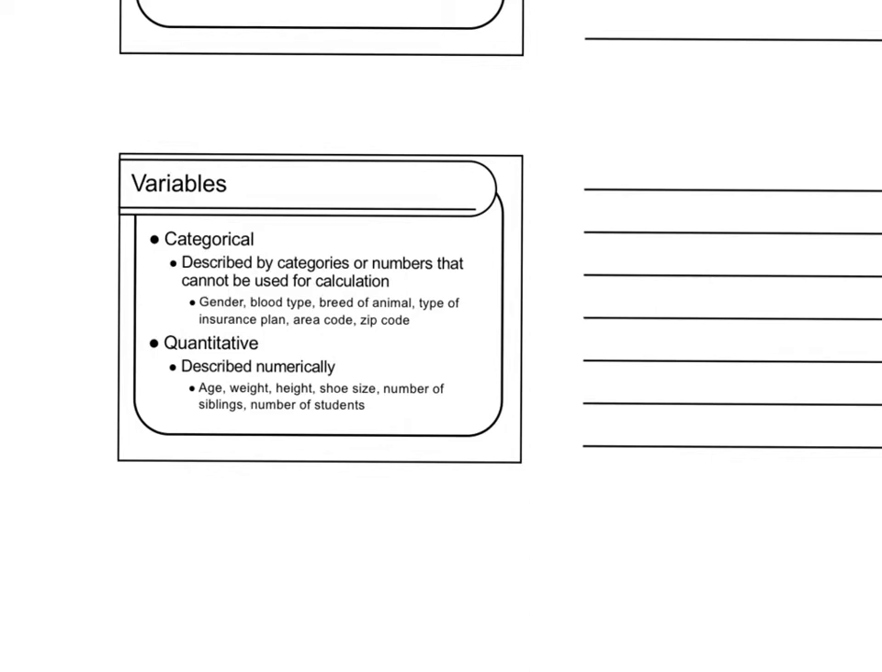And the other one was quantitative. Quantitative was data we can describe numerically. We can average quantitative variables. We can add them. We can subtract them. We can do statistics with those. Those were the variables that we used most through the chapter or through the class.